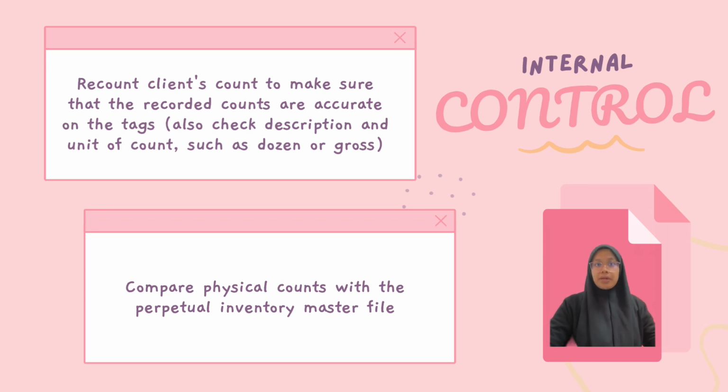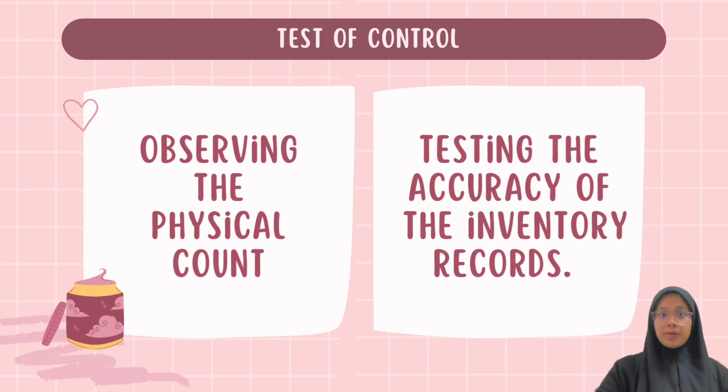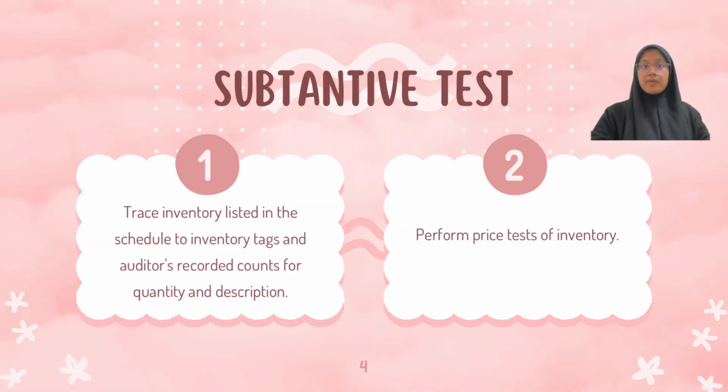It is important to compare the physical count of inventory with the perpetual inventory master file. The perpetual inventory master file is a record that continuously tracks inventory movements such as purchases, sales, and adjustments. Observing the physical count is a test of control used to ensure the accuracy of inventory records. Testing the accuracy of inventory records involves verifying that the recorded inventory level matches the actual physical inventory on hand. For the substantive test, they need to trace inventory listed in the schedule to inventory tags and the auditor's recorded counts for the quantity and description, and also perform price tests of inventory.